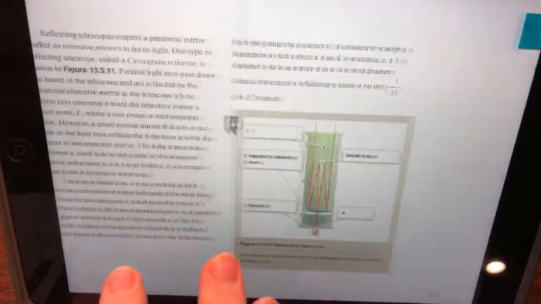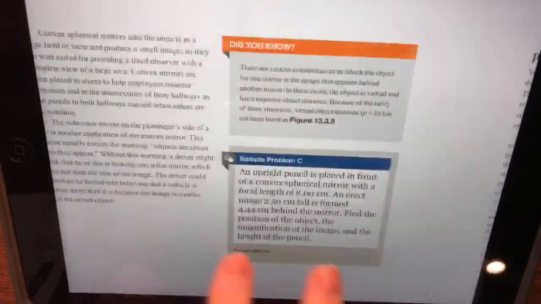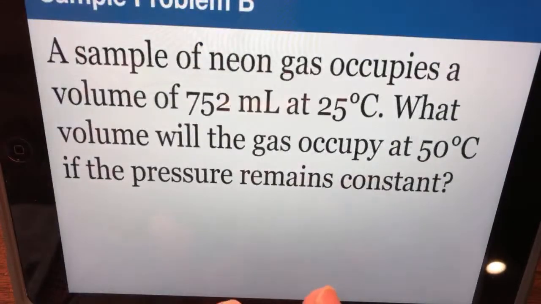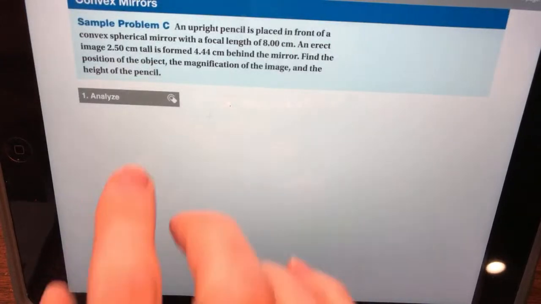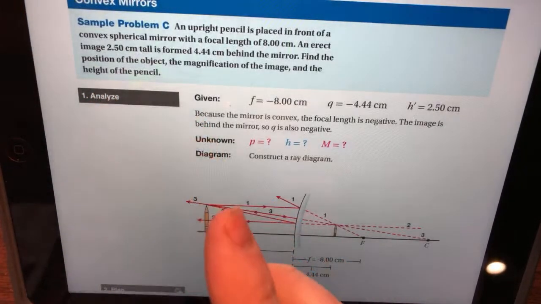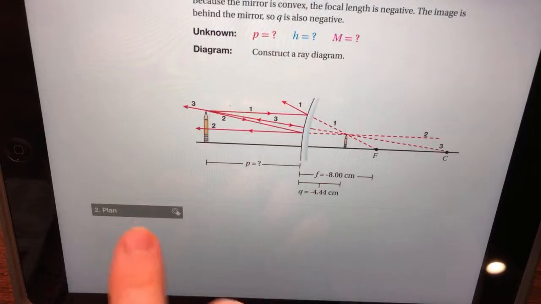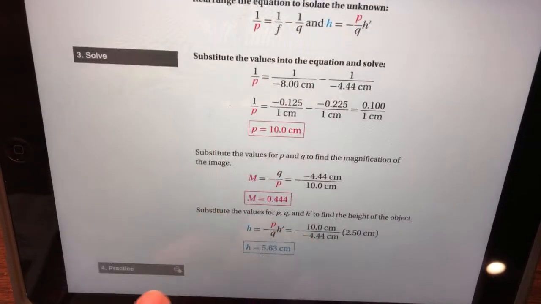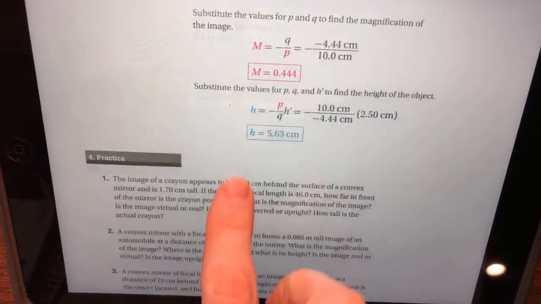And today we're going to be looking at the convex lenses. So they're your diverging, not your convex mirrors, your diverging mirrors. Here we go. Let's just jump right into that.